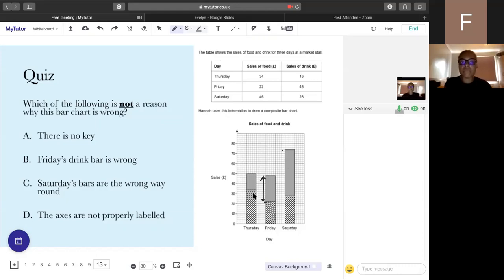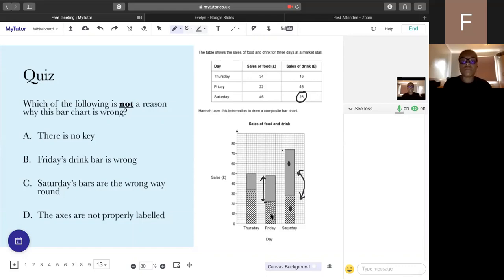C, Saturday's bars are the wrong way around. So if we look at this, with the diagonal lined bars, Thursday, this shows our sales of food. Friday, this also shows our sales of food. But Saturday, this shows our sales of drinks, not our sales of food. So if we did draw our key, we'd realize that Saturday's bars, they've mixed them around. This one is sales of food and this one is sales of drinks. So if we just shaded them the other way around and swapped them, then it would be correct.